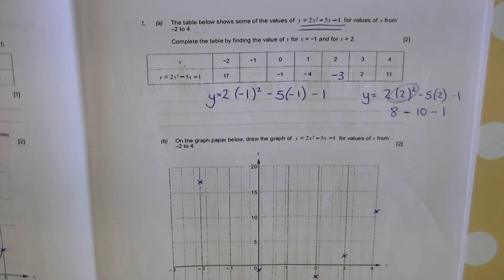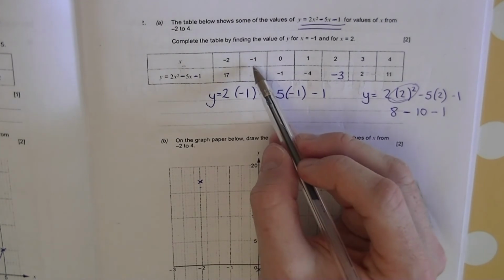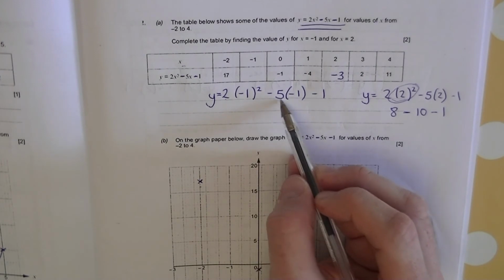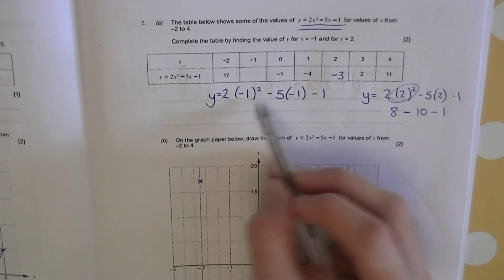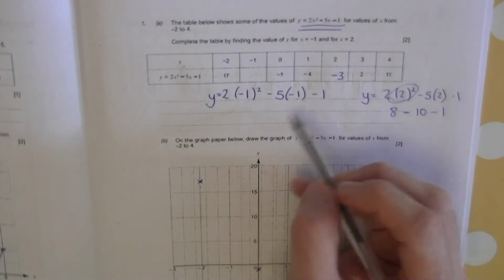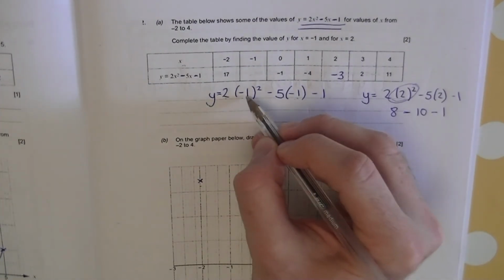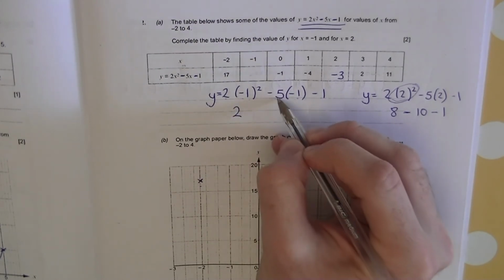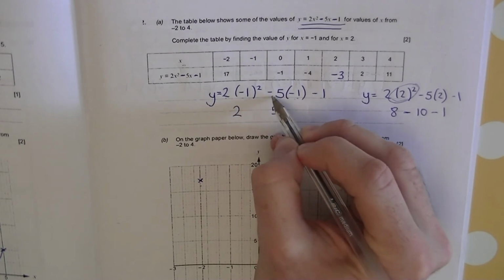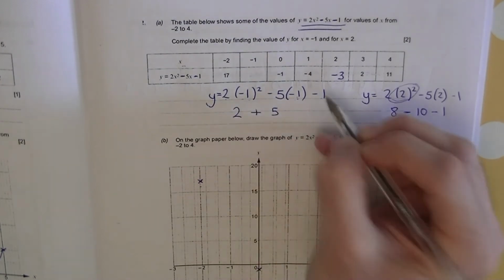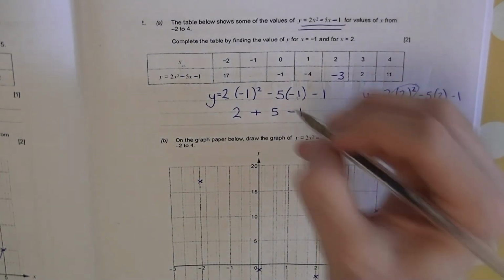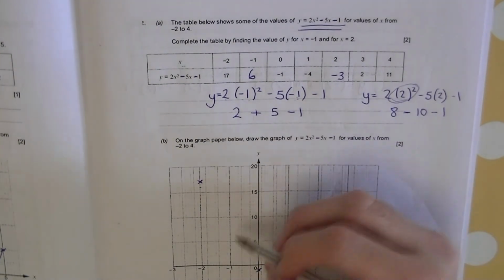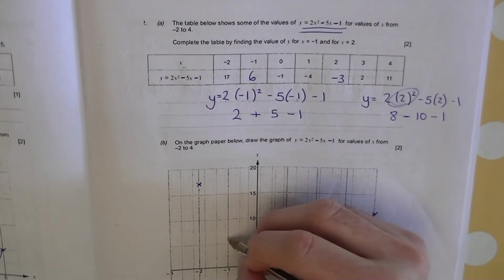Okay, and then this one is a little bit harder because of the negative. 2 lots of minus 1 squared, minus 5 lots of minus 1. Look, I've swapped x for minus 1, and then take away the 1 on the end. Minus 1 squared is 1, minus 1 times minus 1 is 1, then double it, that's 2. 5 times 1 is 5, but that's negative, and it's times in a negative, so that's positive. 2 plus 5, take away 1, is 6. So when x is minus 1, y is 6.